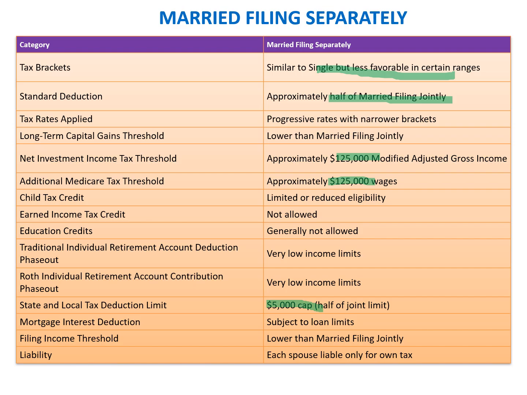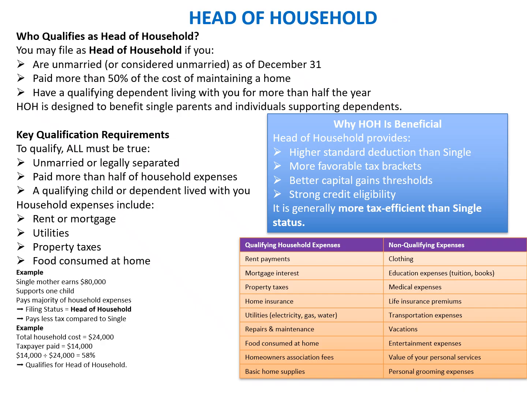So we'll move to the next slide and look at the next status, which is HOH. Okay, now this is an important category, because it has a concept wherein an individual is not married as of 31st December, which means that the person is single, divorced, or legally separated. And then he has a dependent to support and he's spending more than 50% of his total income for meeting the household expenses. So who qualifies as a head of household?